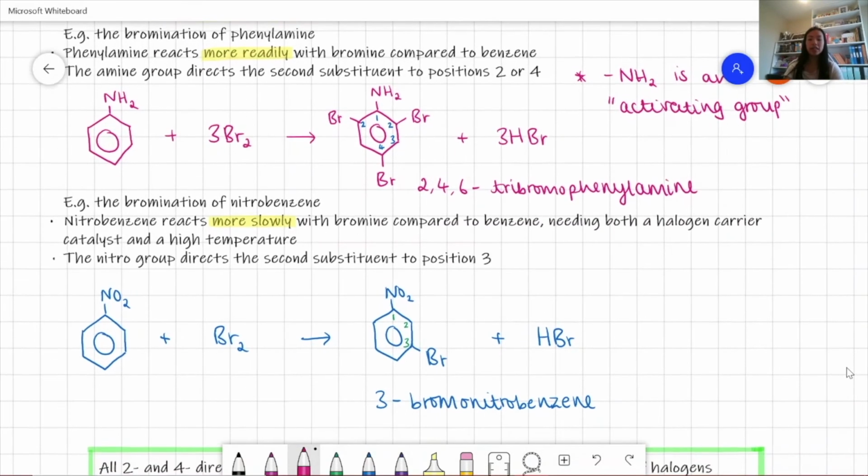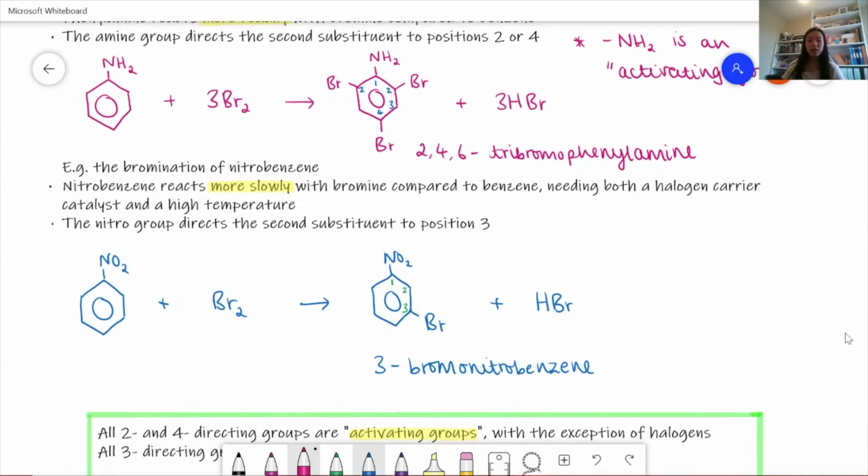However, when we look at nitrobenzene, this tells us that this nitro group is a deactivating group, because it directs the second substituent to position 3. And also because we only get one substitution and we don't get any more. That means the benzene ring must not be very susceptible to electrophilic attack.